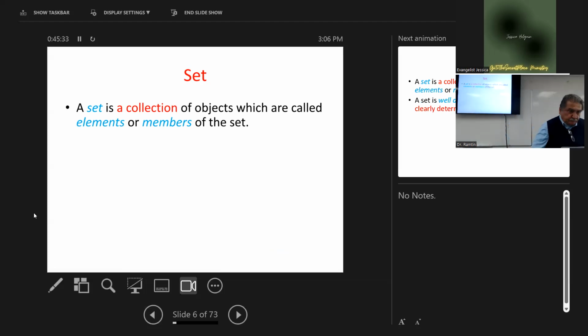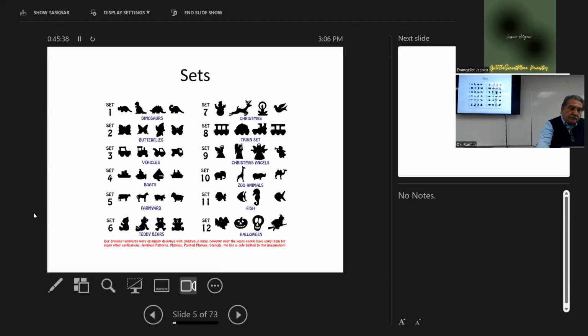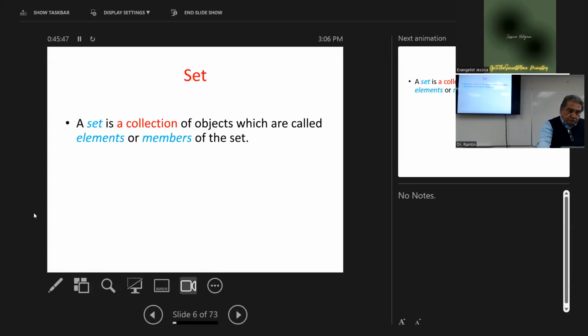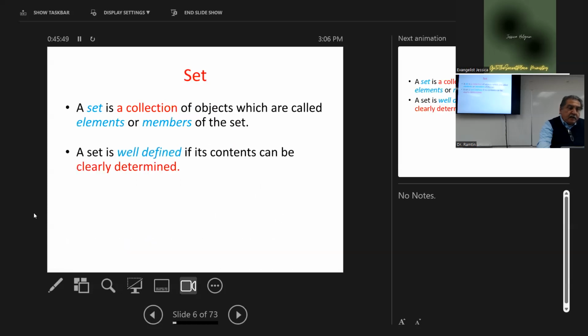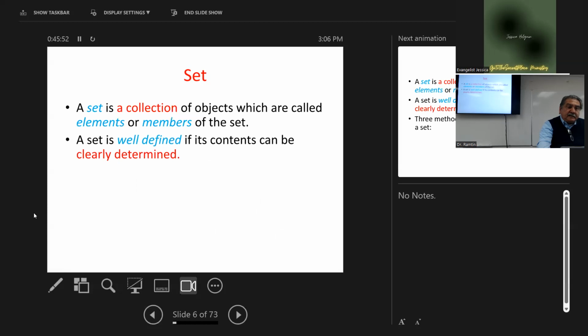So, like in the previous diagram, you have the set number 1, a set of dinosaurs. Those are the members of set 1. Then a set is well defined if its content can be clearly determined. When you clearly know what the members of a set are, that means it's a well-defined set.